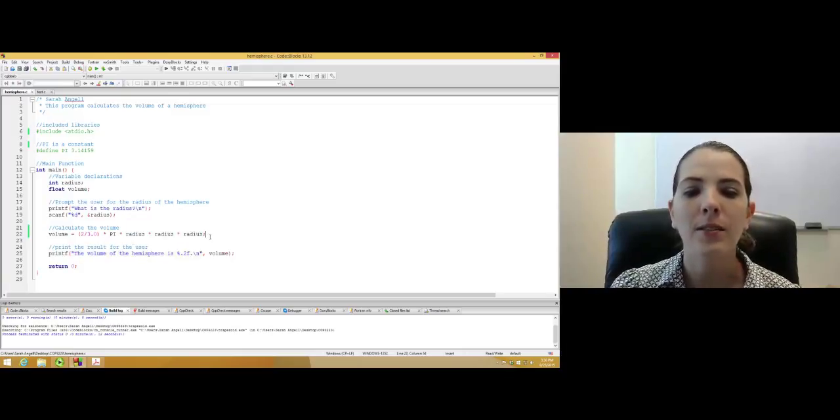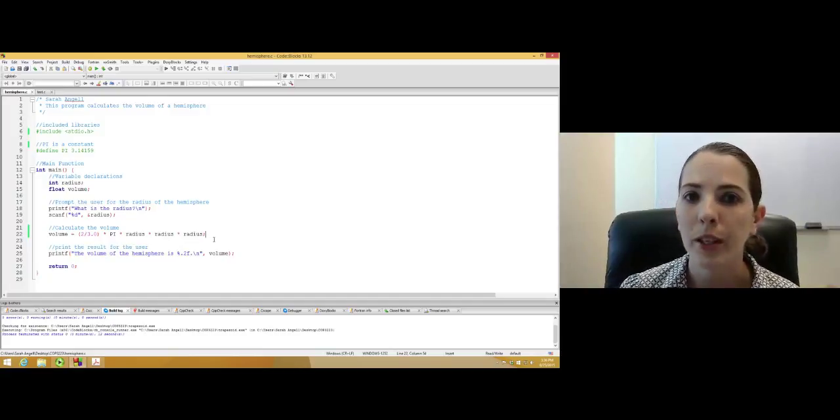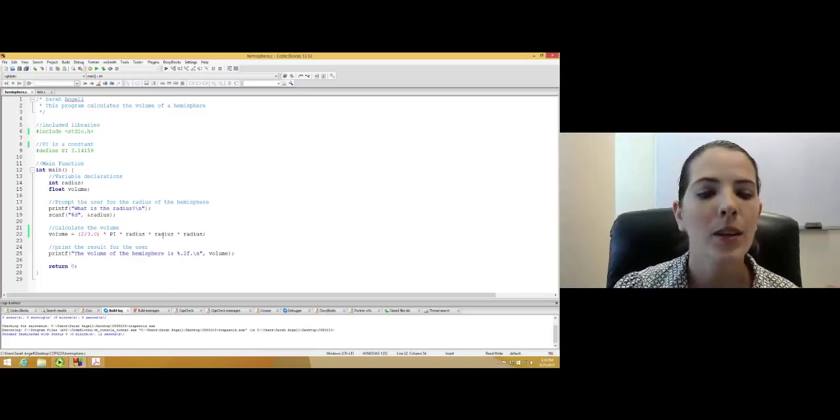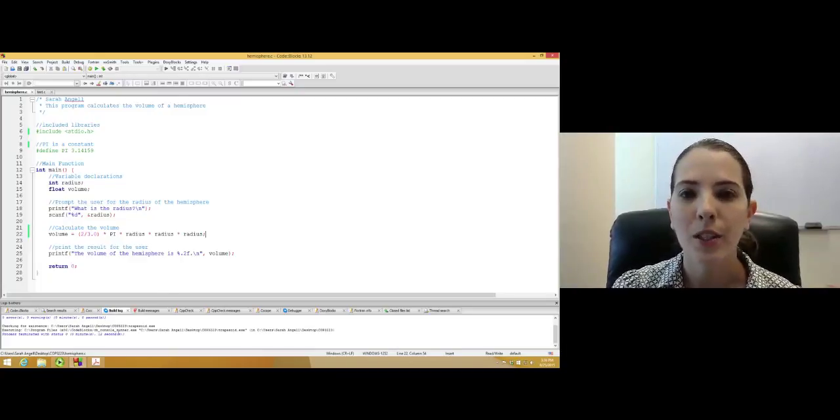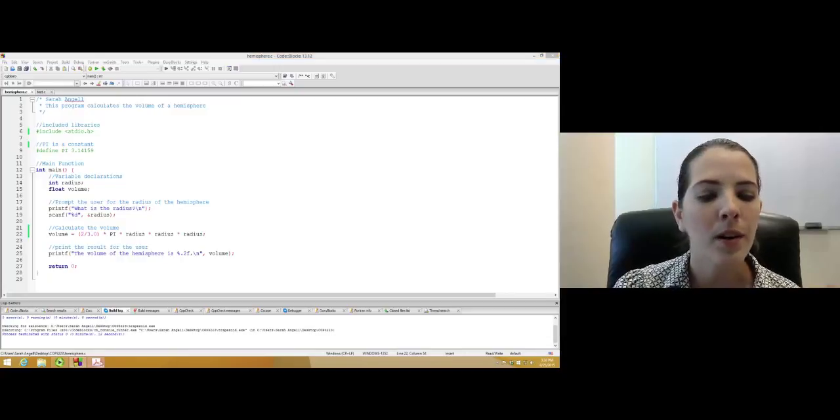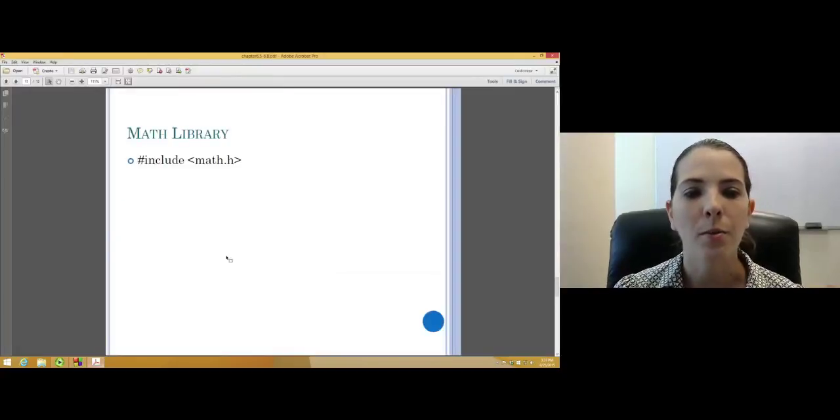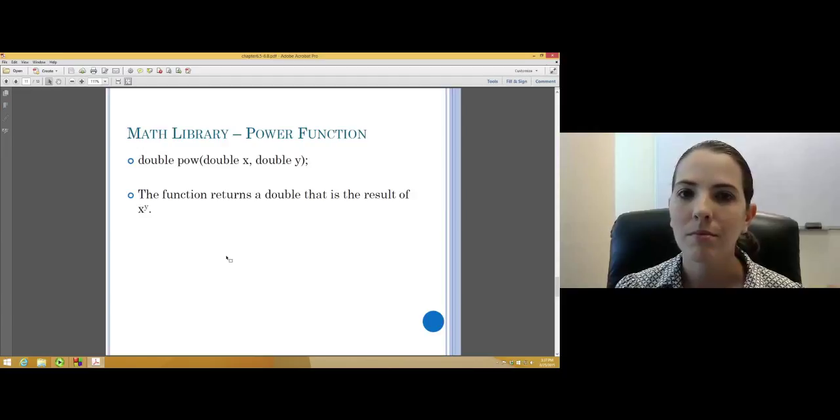But what if we needed to raise something to, say, 10 or even 24? We would have to multiply that value by itself 10 times or 24 times, when instead we can use a power function. So r cubed is r to the power of 3. We have a power function to raise things to other powers. And that's included in the math library.